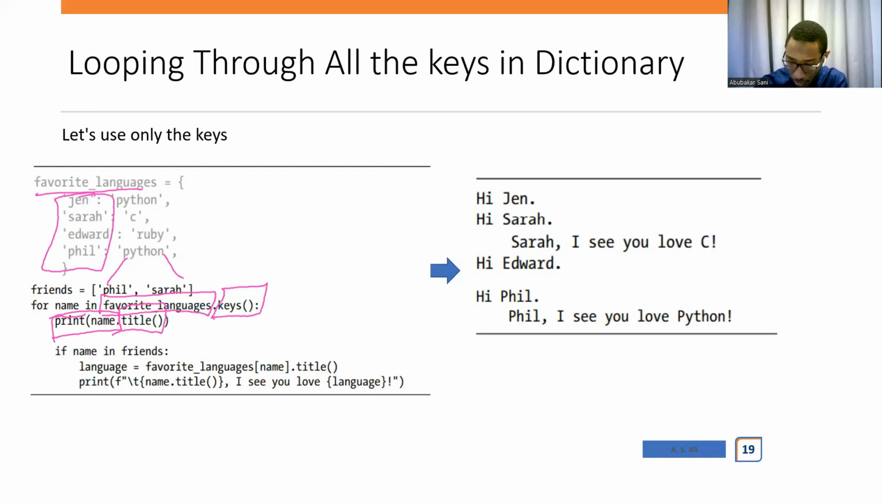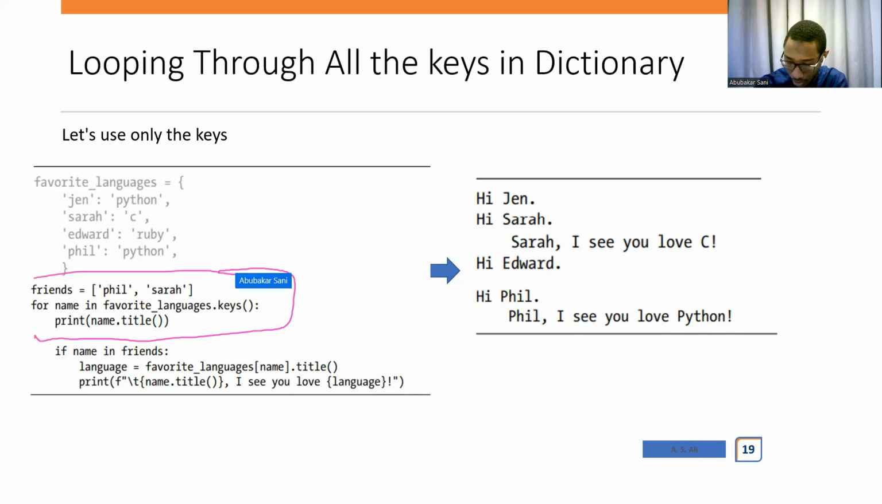So when you run this line of code, okay, if you run only this part, what you will see is just going to be everything. For name in favorite languages, name dot title, you will see Jane, Sarah, Edward, and Phil. But we want to do some filtering. We only want the names that are inside this list. Only these two guys. We don't want Jane and we don't want Edward.